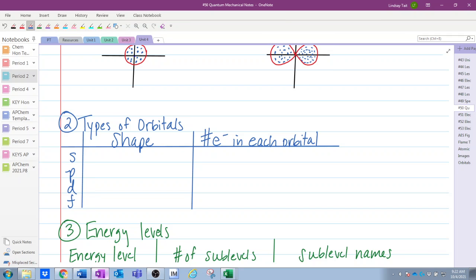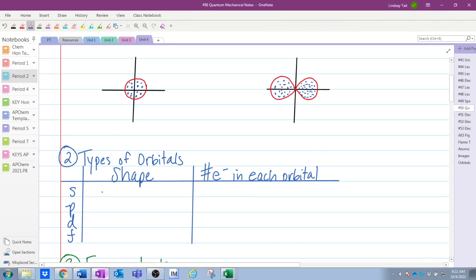The S was the first one that I drew up here. The S is described as spherical, because you have to think in 3 dimensions. It's not just a circle, it's a sphere, it's a bubble. And so if we say that electron is in an S orbital, that means it's somewhere inside of the sphere, and I don't know where, but inside of that area.